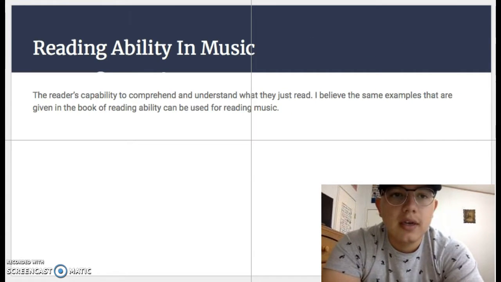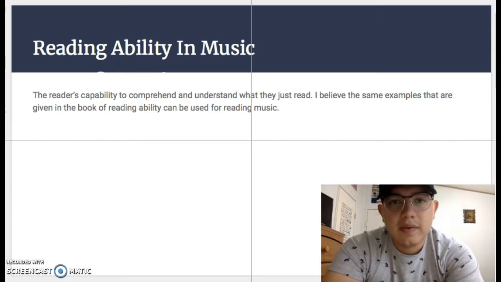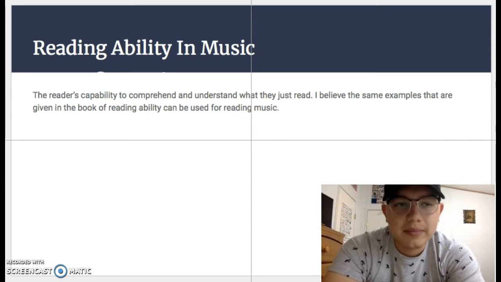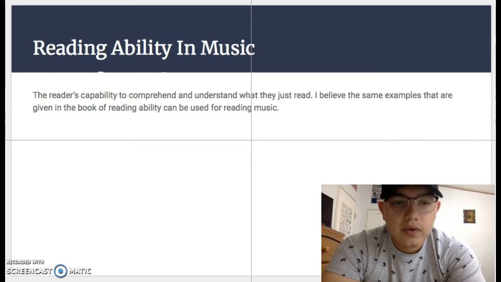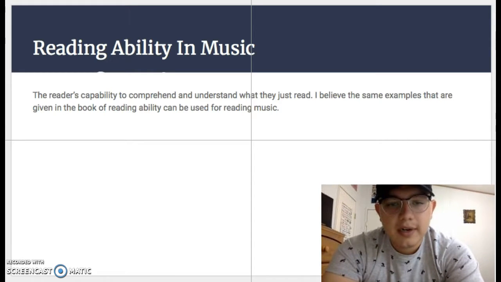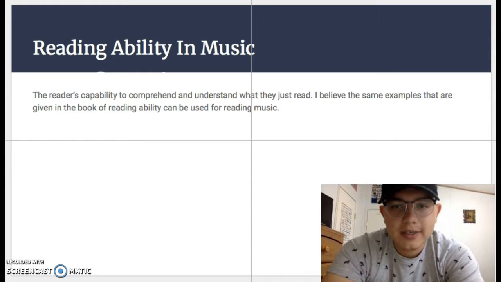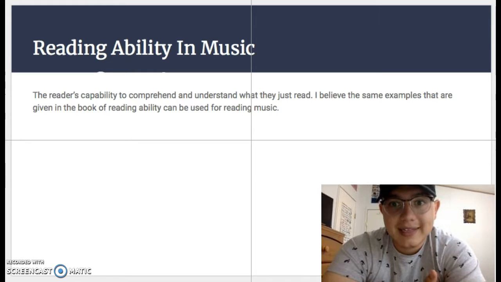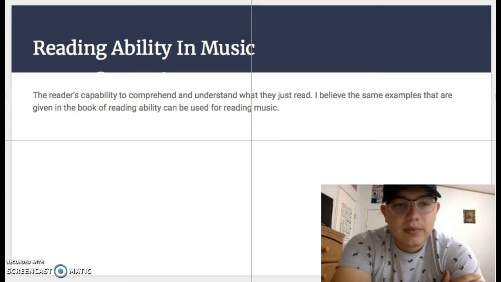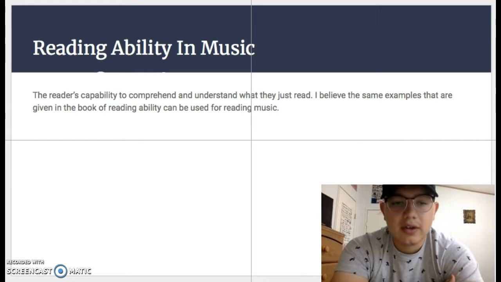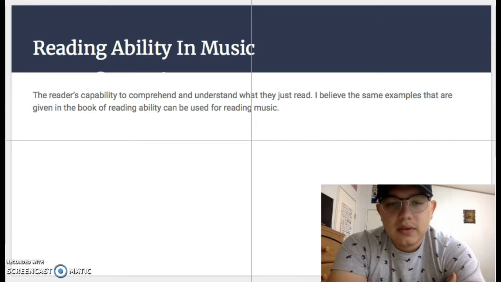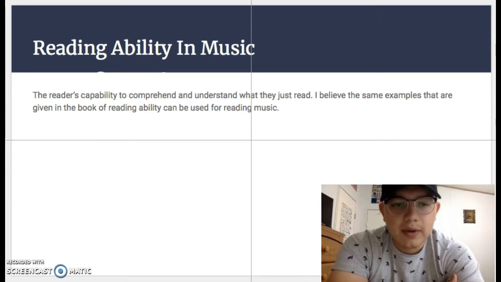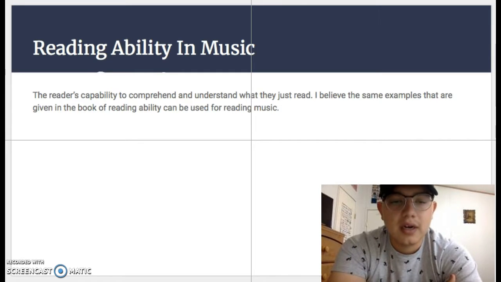Reading ability in music, which is the reader's capability to comprehend and understand what they just read. I believe the same examples that are given in the book of reading ability can be used for reading music. For example, in the book it says that the student should have the ability to answer questions after reading, which is also like when you're reading music, you should be able to tell me what you just played, and the ability to summarize what has been read, which is the same thing. And also I believe they could also use the one that says the ability to choose from among several pictures the one that best represents the content of a selection.